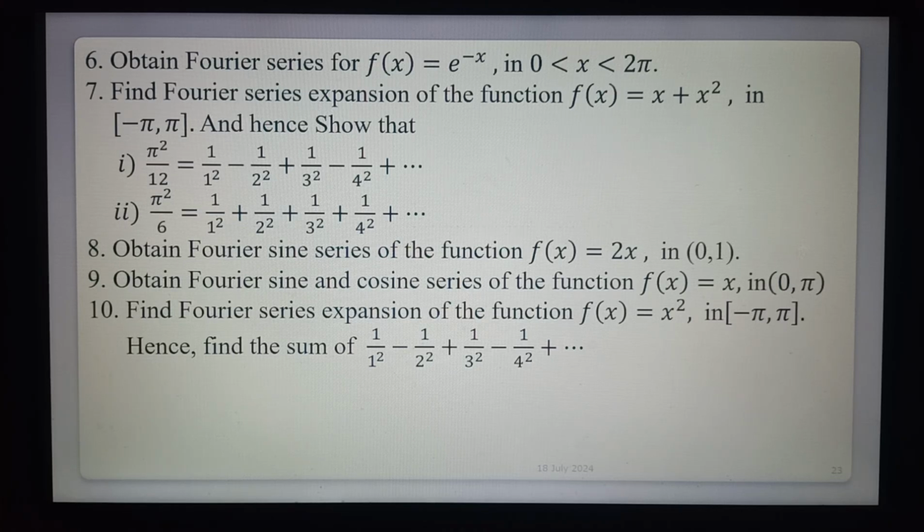See, what you have to do here is first find the Fourier series. From that, you substitute some x value and you get that series' value. Okay, now this is also an important question.